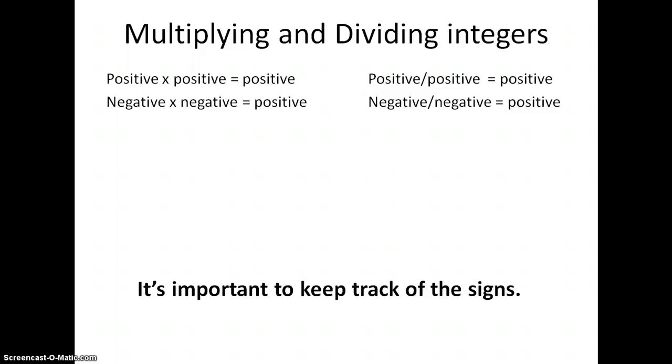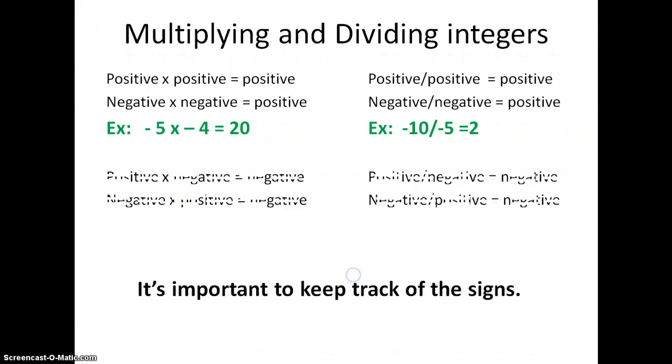Let's do an example. In the first example, a -5 times a -4, the signs are the same, so 5 times 4 is 20, and the signs were the same, so it's a +20. In the division, a -10 divided by -5 is a +2 because you have a negative divided by a negative. Now let's get to the second half of this. If the signs are different and you're multiplying a positive by a negative, or you're dividing a negative by a positive, then your answer will always be negative.